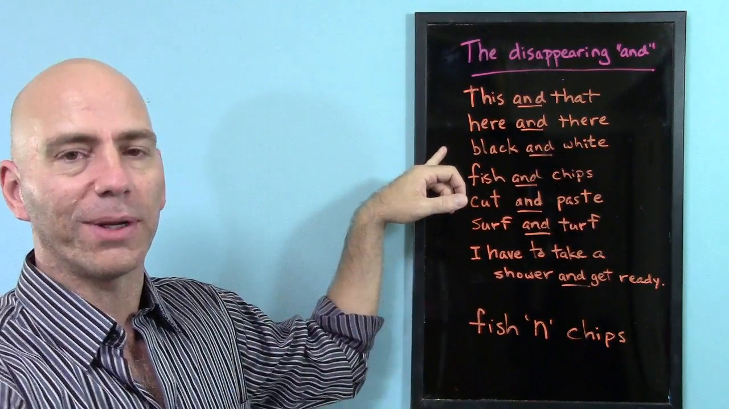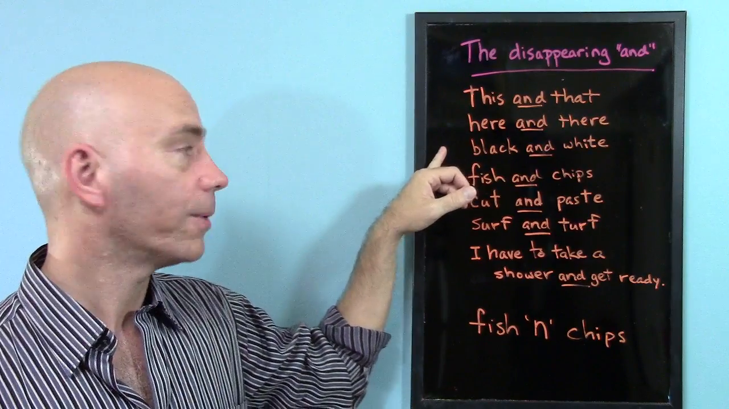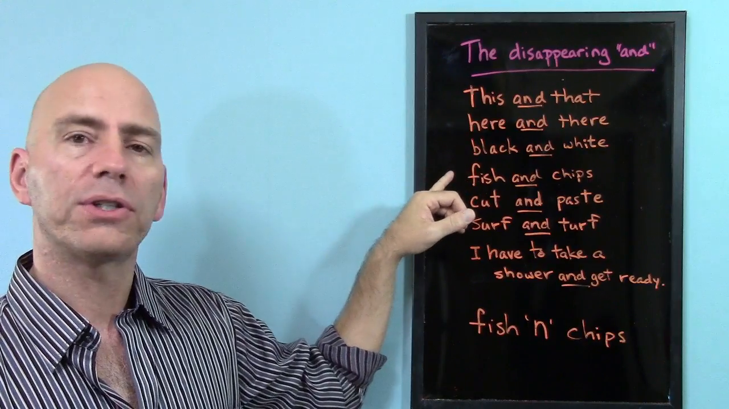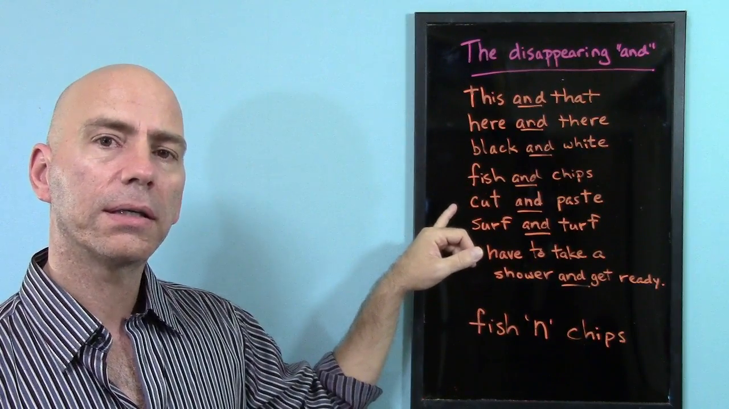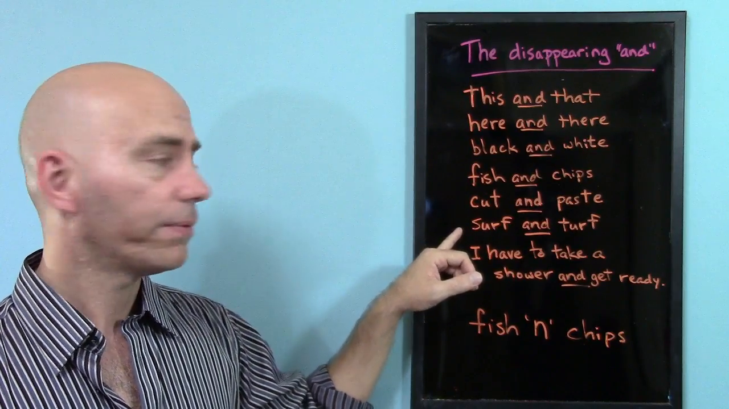I'll continue and read them off for you a second time so that you can try to pick it out. Black and white, black and white. Fish and chips, fish and chips. Cut and paste, cut and paste. Surf and turf, surf and turf.